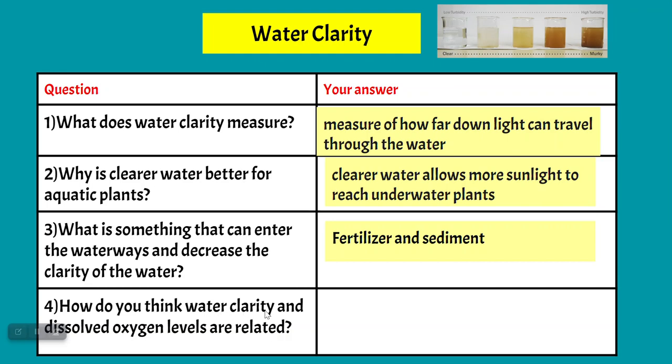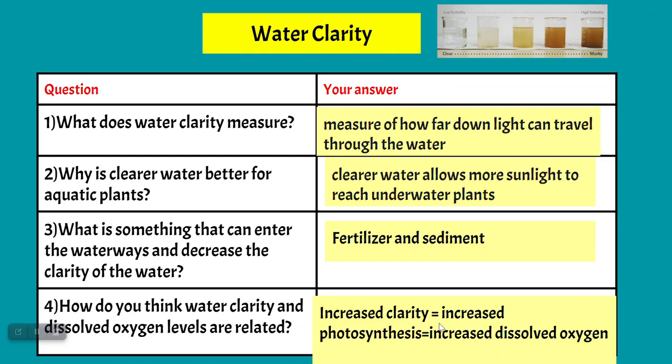If I have a low number, if I have good water clarity, it's pretty clear. That means the sun is getting down to my plants, even at the bottom. And so my plants are getting sunlight, which means they can photosynthesize, which means they can produce oxygen. So increased clarity means that we have increased photosynthesis, which means we have increased dissolved oxygen.